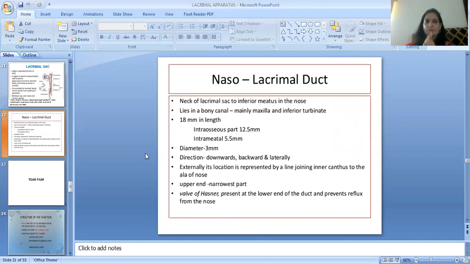Then the last is the nasolacrimal duct. It extends from the neck of the lacrimal sac to the inferior meatus in the nose, lying in a bony canal formed mainly by the maxilla and inferior turbinate. It is 18 mm in length. The interosseous part is 12.5 mm, the intrameatal part is 5.5 mm, and the diameter is 3 mm. Direction is downward, backward, and laterally. Externally, its location is represented by a line joining the inner canthus to the ala of the nose. The upper end is the narrowest part, and the valve of Hasner is present at the lower end of the duct and prevents reflux from the nose.